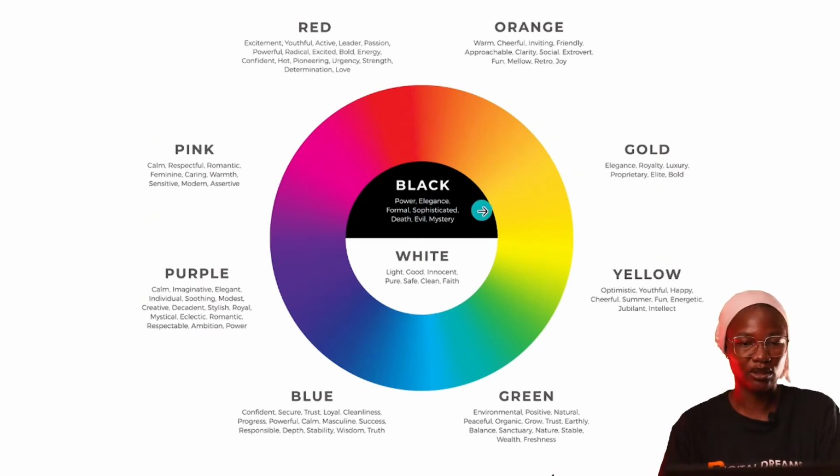So black makes us feel power, elegance, formal, death, evil, mystery. That is the psychology behind the black color. Then for the white is light, good, innocent, pure, safe, clean, faith. That is the psychology behind the white color.